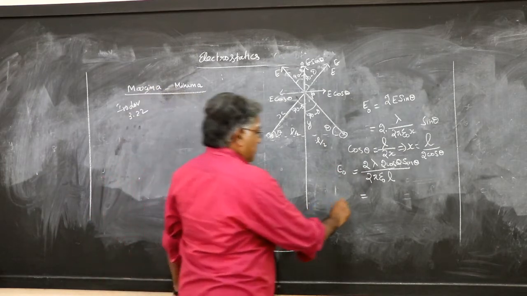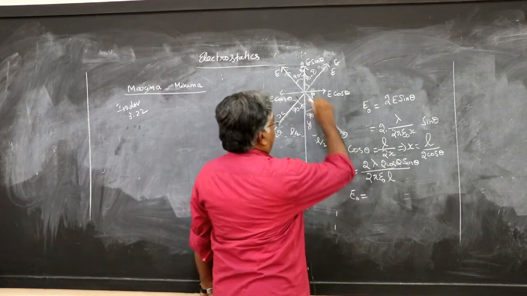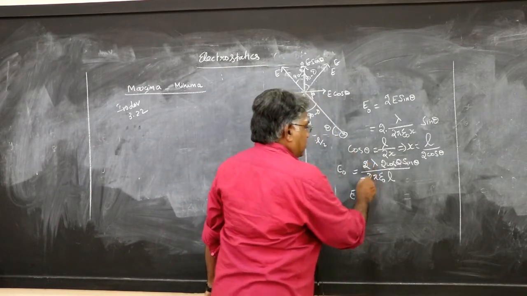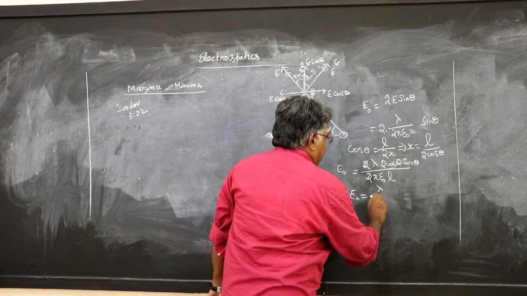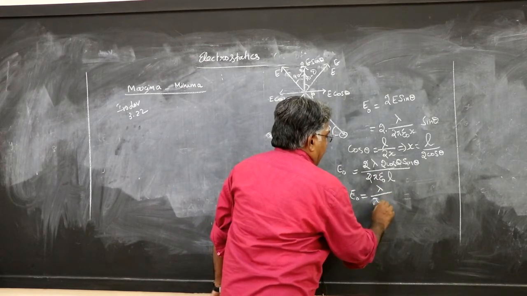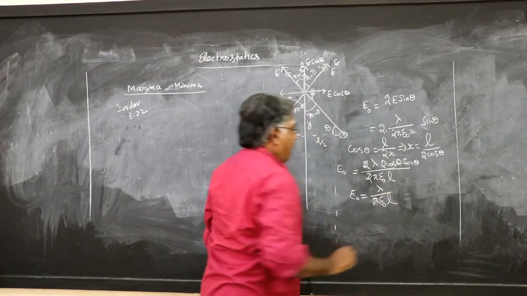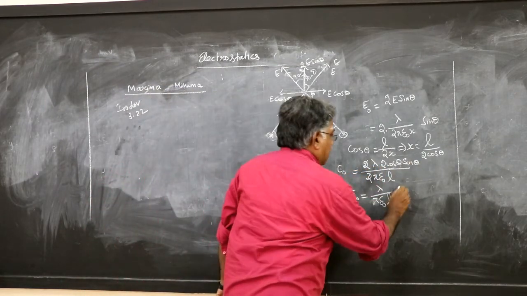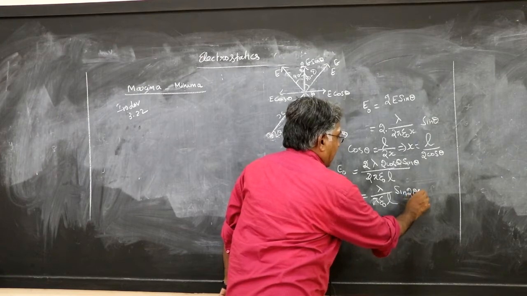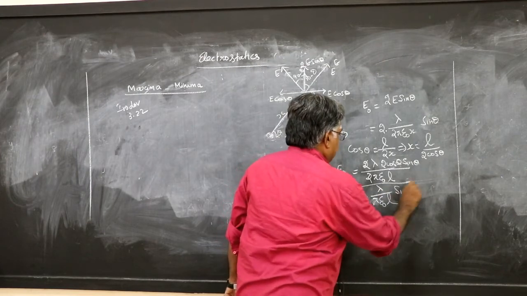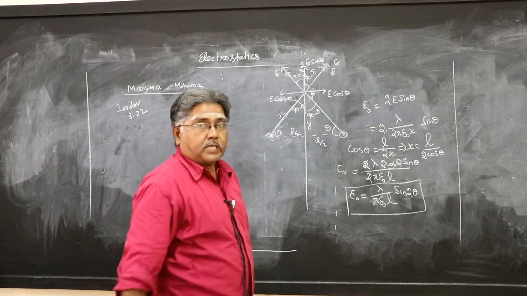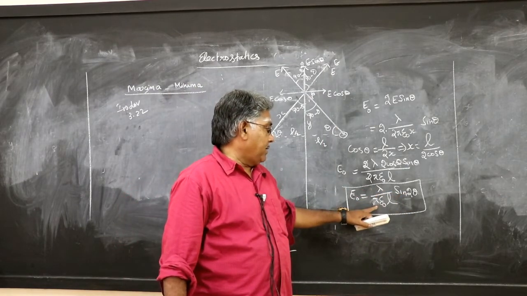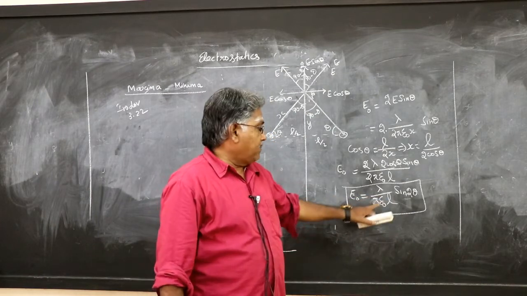So what do you have now? E naught is the electric field at this point. If you want, you can cancel out this 2 and 2. Lambda by pi epsilon naught L, 2 sin theta cos theta, sin 2 theta. Okay, this is sin 2 theta multiplied by lambda by pi epsilon naught L.